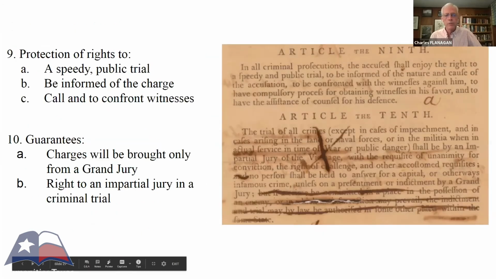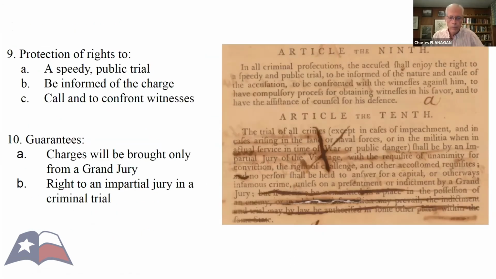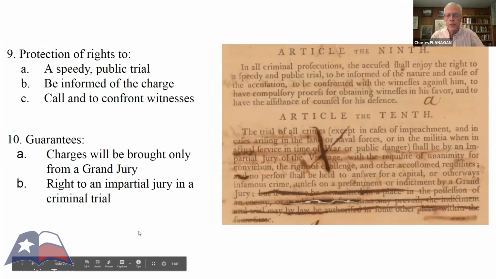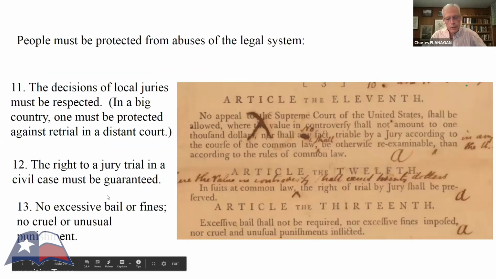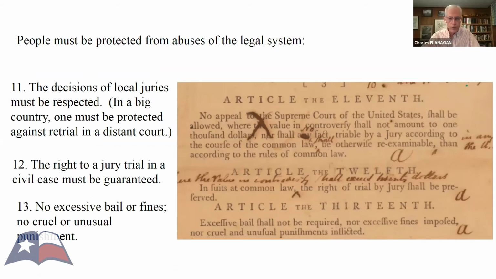We have a protection for the rights to a speedy and public trial, and that charges will be brought by a grand jury, and a right to an impartial jury will be in place for any trial in a criminal case. So you can see that these legal rights are limits on government, because the government has to preserve individuals from abuses of the legal system.